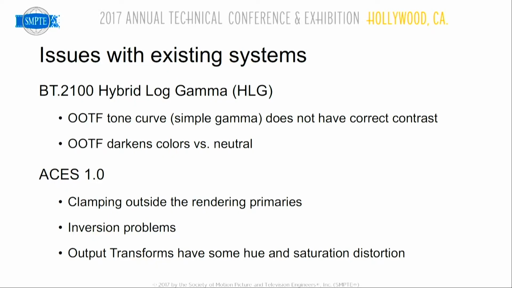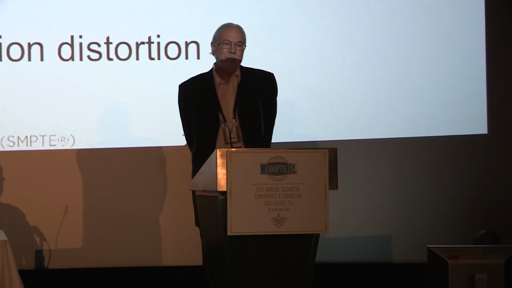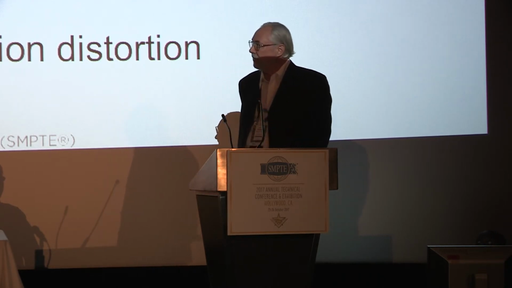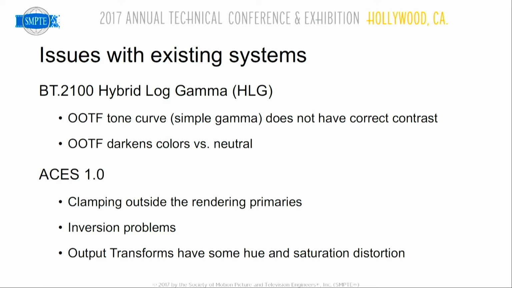So there are two systems out there that are widely recognized as offering an end-to-end idea. One is the hybrid log gamma optical-to-optical transform, the OOTF. And there are actually two transforms in BT.2100. They're both similar with different strengths and variations. And the other one is ACES. That's the one that I've had involvement with and Doug has had involvement with. And the ACES system has a model for going from scene light to display light.